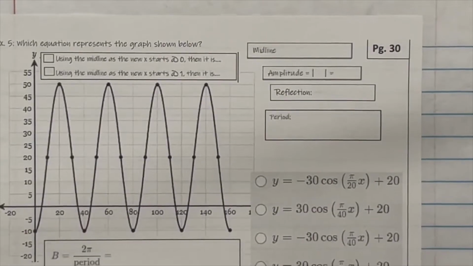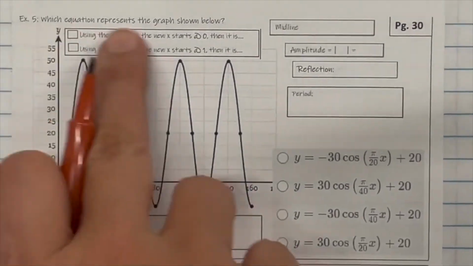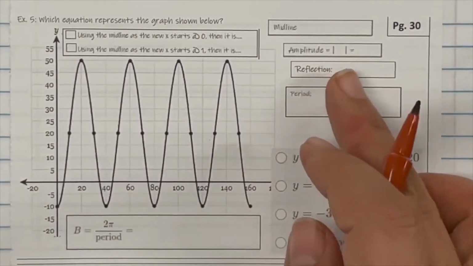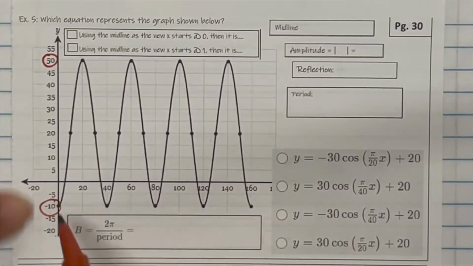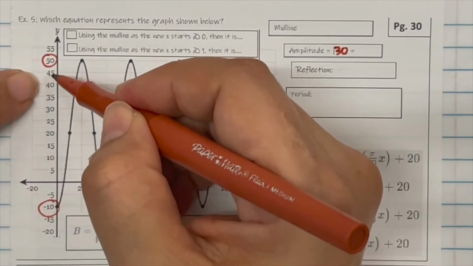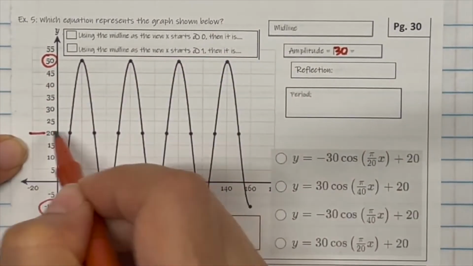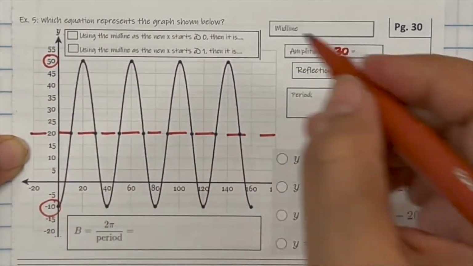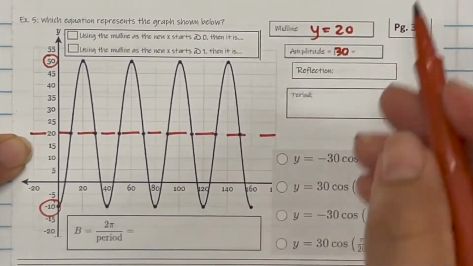All right, go to example 5. Okay, which equation represents the graph below? So again, we start off with what your amplitude is, max minus minimum divided by 2. So that's going to give me 30. I'm going to count down 30. It's going down in 5, so this is my midline. So y equals 20 is my midline.